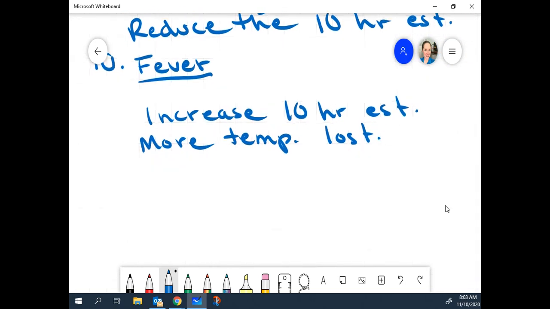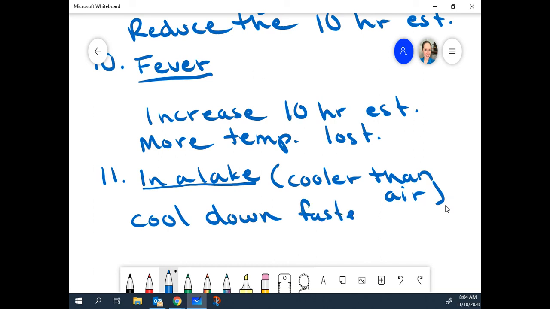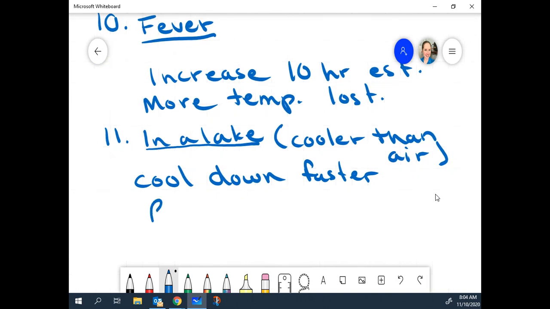All right, finally, our last one is if we had a body submerged in a lake. So lake water, how is it usually compared to the air? How's it usually feel? It feels cooler. So back in biology class, do you remember talking about water's heat capacity? Water is resistant to changing temperature. It takes more energy to warm up water than it takes to warm up the air. So the lake is generally cooler than the air. So that means that the body would cool down faster because that water would be removing the heat more than the air would. So that would reduce the 10-hour estimate again.